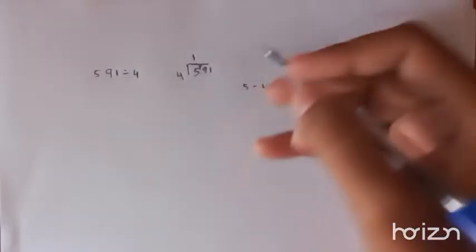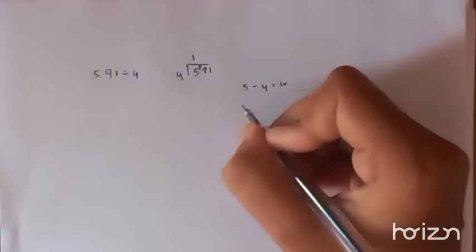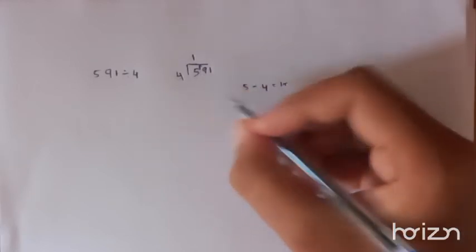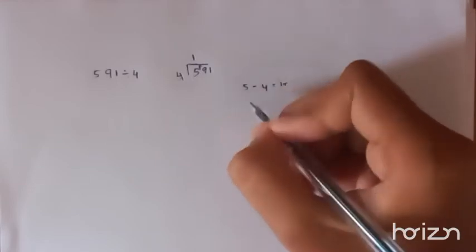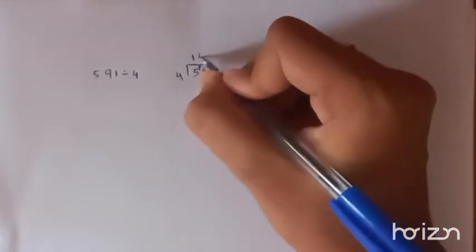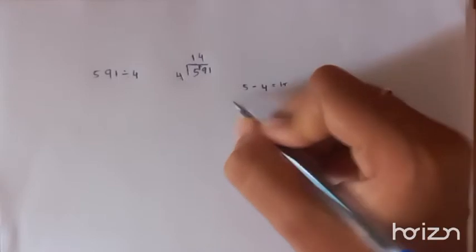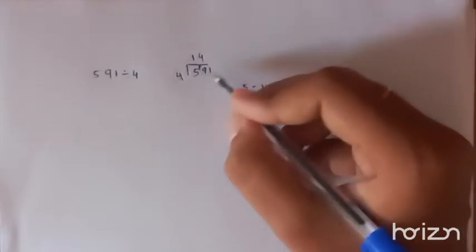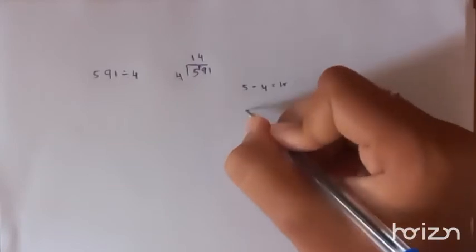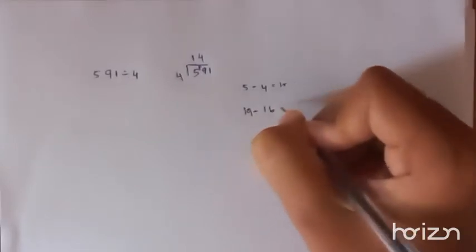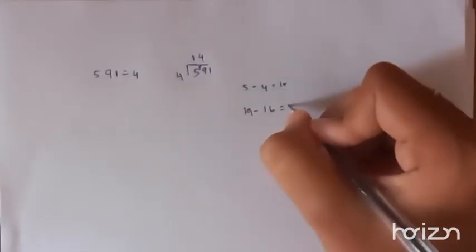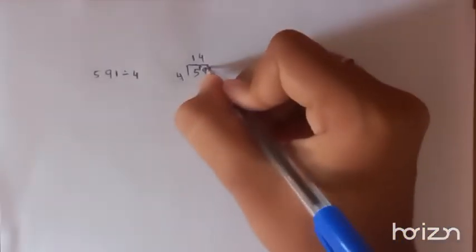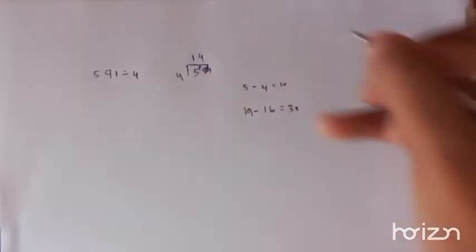How many 4s go into 19? 4 times 4 is 16, so 4 fours go into 19. We already have a 19 here, so 19 take away 16 will be a 3 remainder. That 3 we're going to put into the next column.